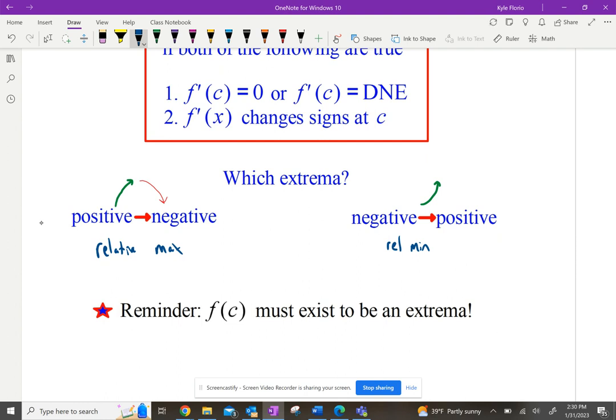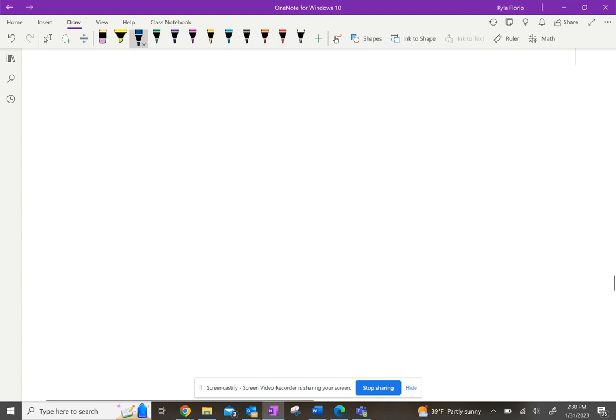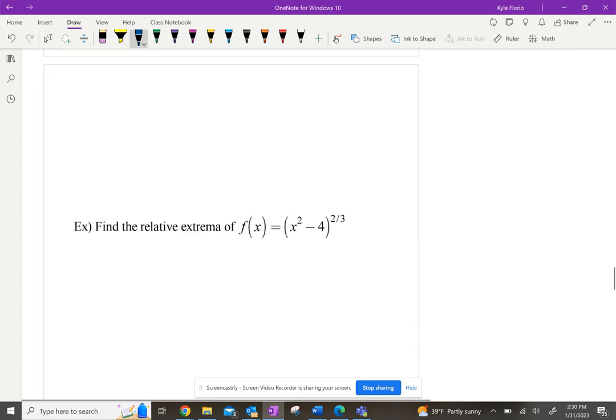Reminder, f of c must exist to be an extrema. That's the thing that I said in class last time. You're trying to find your critical points, but where those critical points where the derivative is 0 or does not exist, those c values must exist in the original function. And if we also have a sign change, then we have a min or a max.